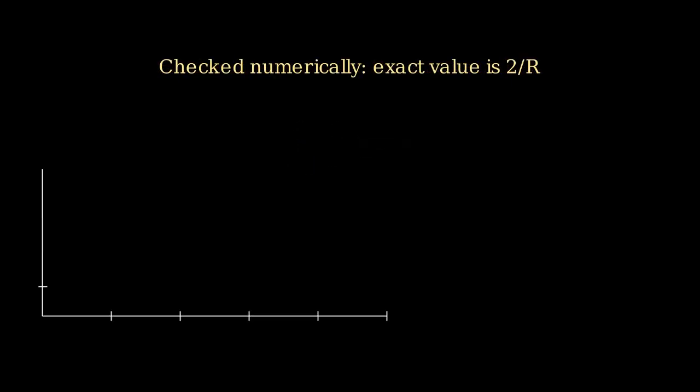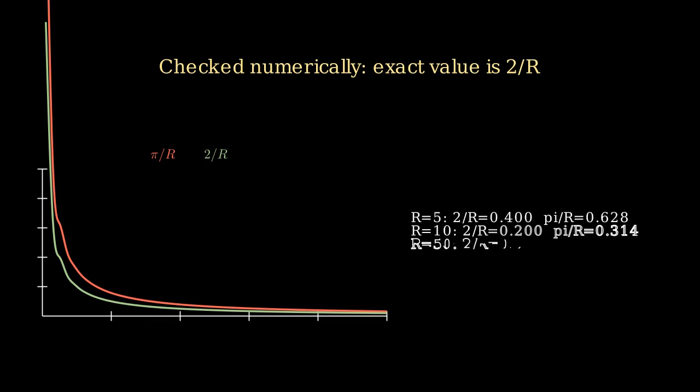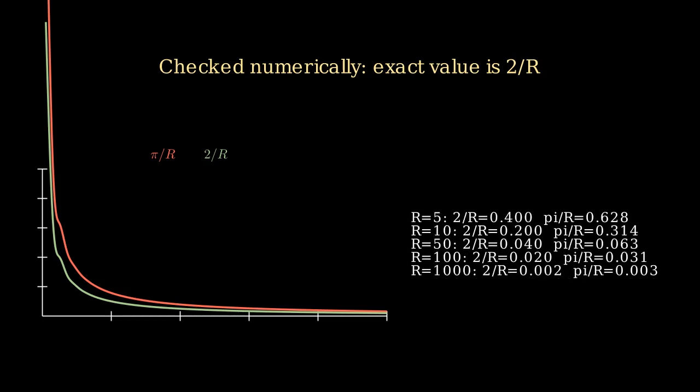This has been checked numerically too. The exact value of this integral turns out to be 2 over R for every R, which always sits comfortably under the pi over R bound, since 2 is less than pi. Direct numerical contour integration at R equals 5, 10, 50, 100, and 1000 confirms that both the exact value and the bound shrink to 0 as R grows, with no sign errors and no surprises.